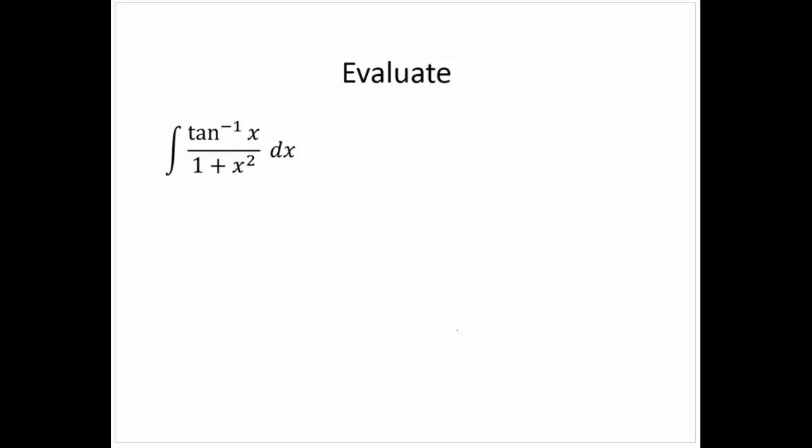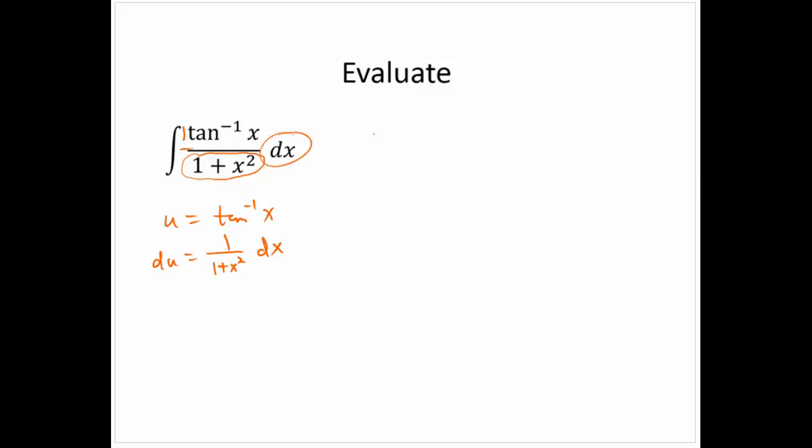Alright, so what if I was asked to evaluate the integral of arctangent x over 1 plus x squared? So I look at this and I see this 1 over 1 plus x squared. I say, well, that sounds familiar. That is a derivative of what's on top. So if I let u equal arctangent x, I know that du is 1 over 1 plus x squared dx. And I've got that 1 over 1 plus x squared dx.